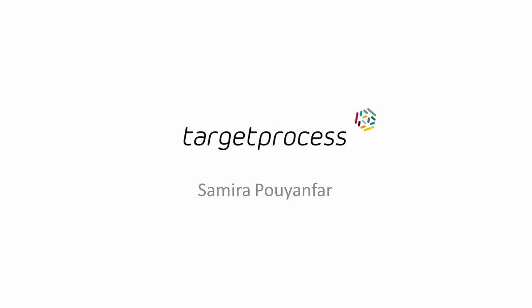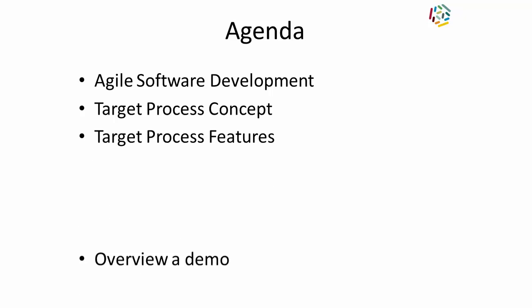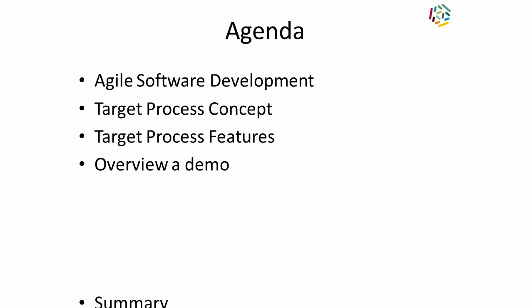In this video, I am going to introduce one of the new Agile tools called TargetProcess. This is the overview of my talk. First, the whole idea of Agile software development is addressed briefly. Then, its concept and some of the main features are presented. Next, the tool is illustrated by a demo. Finally, the summary is presented.